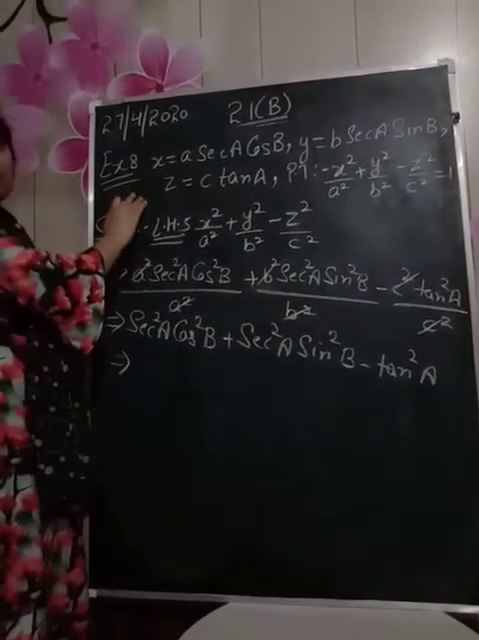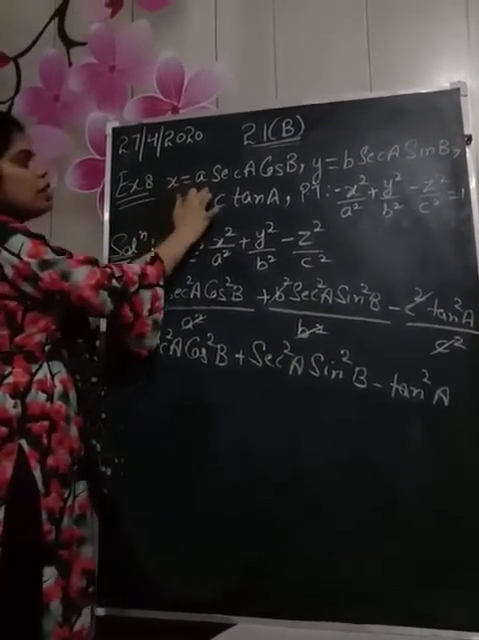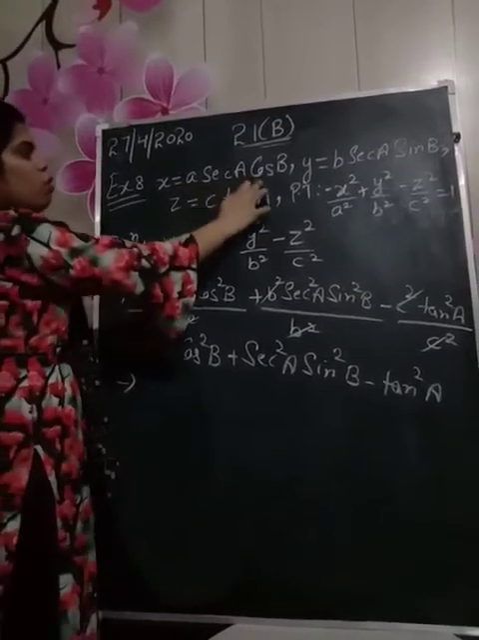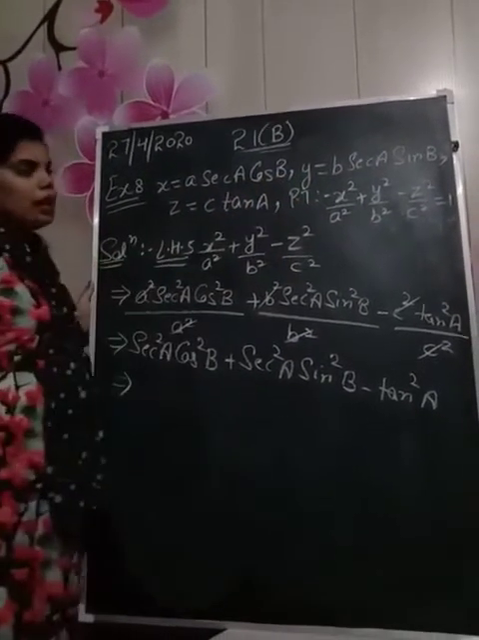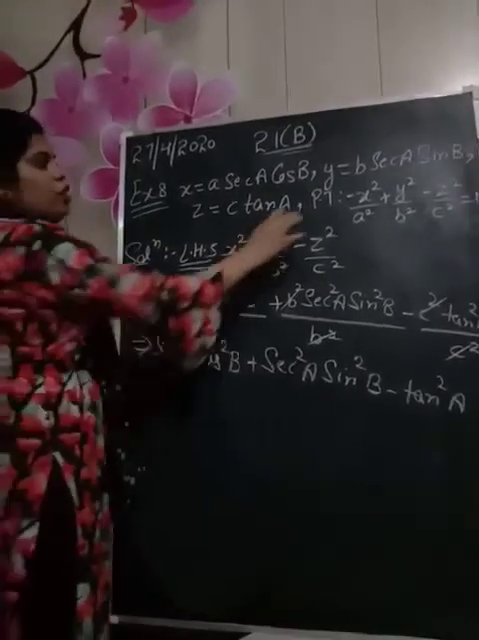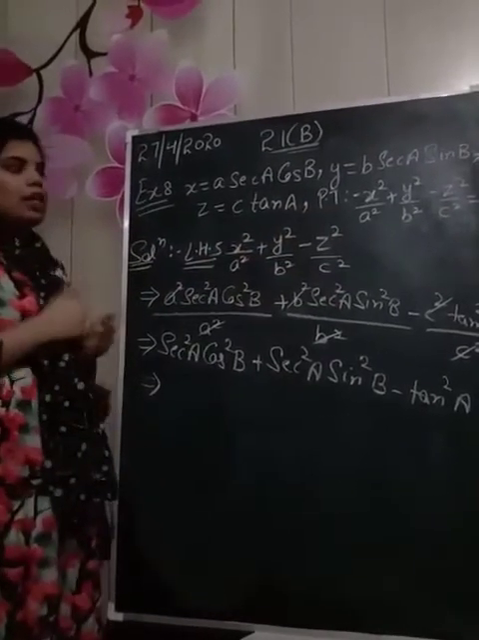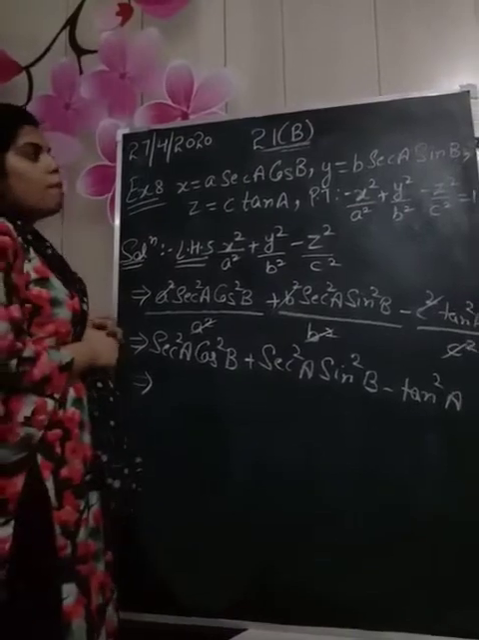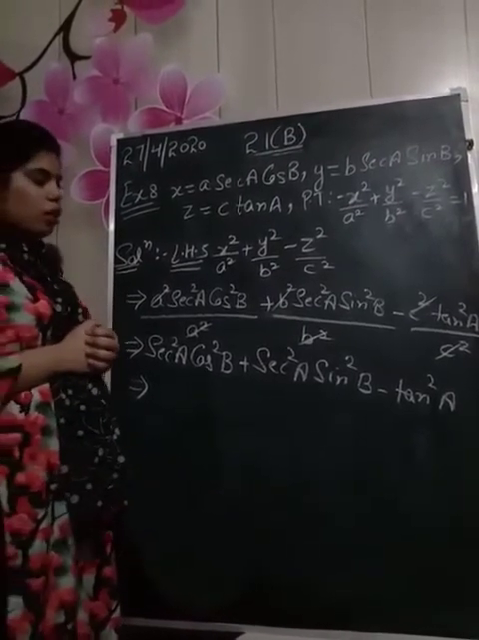Next we will discuss example number 8, that is x is equal to a secant a cos b, y is equal to b secant a sin b, and z is equal to c tangent a. Then we have to prove that x square by a square plus y square by b square minus z square by c square is equal to 1.